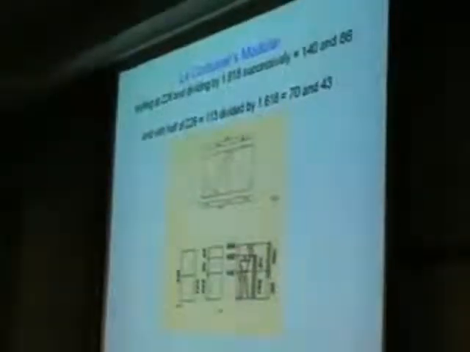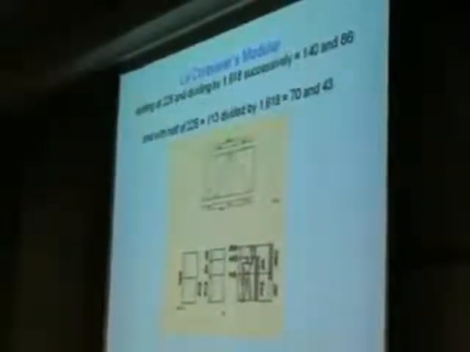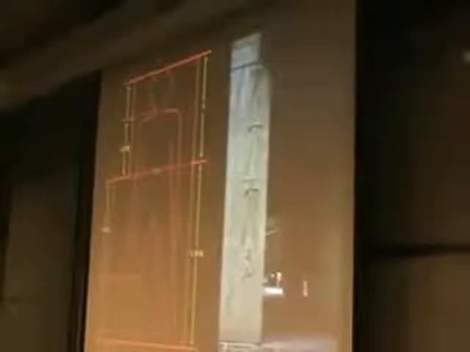Le Corbusier's modular, starting at 226 and dividing by 1.618 successively, yields the 140 and 86, and then half of that, the 113, yields 70 and 43. And you can see all those numbers portrayed below based on a figure with an upstretched arm. And here it is with the 1.618 ratios to 1. So again, that's a modular proportioning system for architecture specifically.